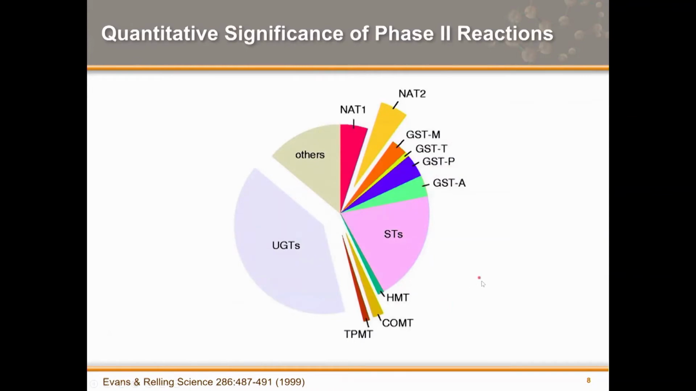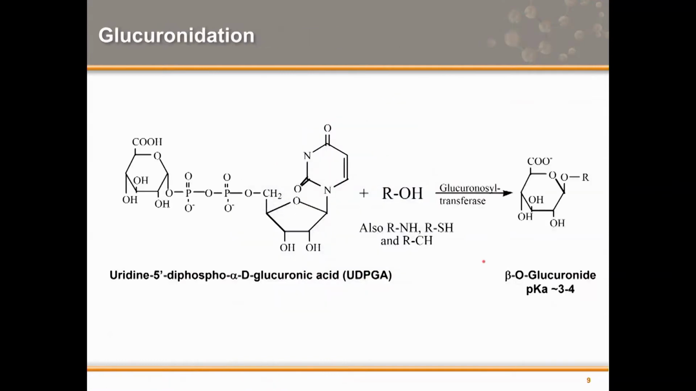Quantitatively, the most important conjugation reaction is glucuronidation, followed by sulfation, and then glutathione conjugation. And so those are the three that we're going to talk about in more detail. N-acetylation and methylation, amino acid conjugation, they can occur on drugs, but quantitatively, they're much less important. So we will start with glucuronidation.